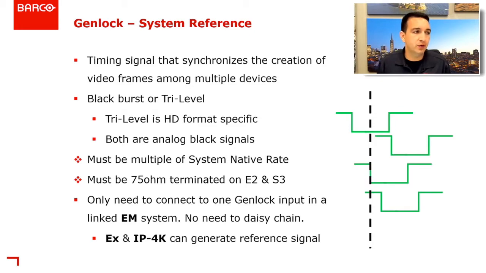We support Genlock system reference, right? So black burst and tri-level on the E2 and S3. If you terminate at the E2 or S3, it must be 75 ohm terminated. If you need to generate a Genlock signal in a pinch, you can use an EX or Image Pro 4K. They also generate Genlock.